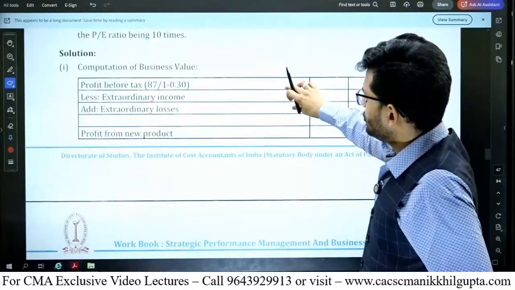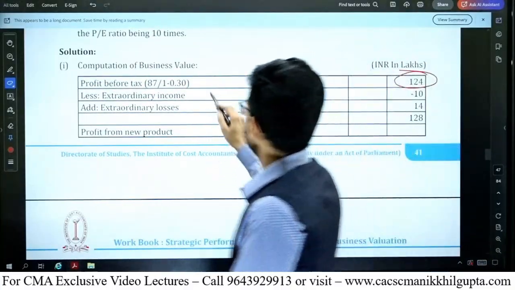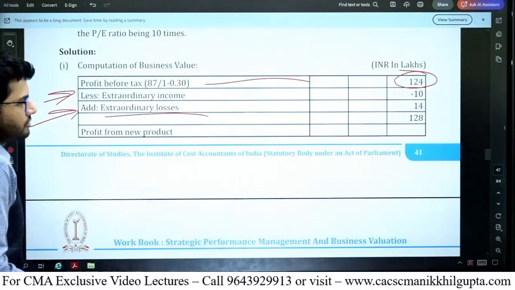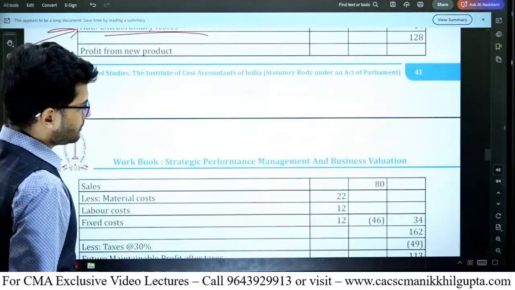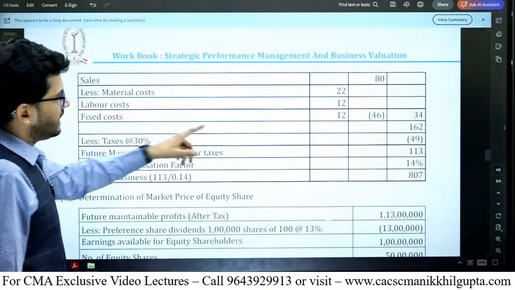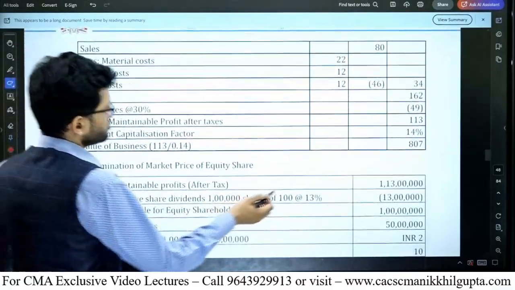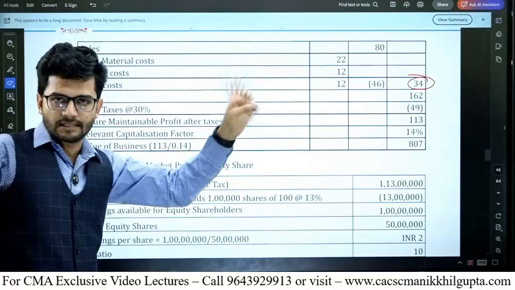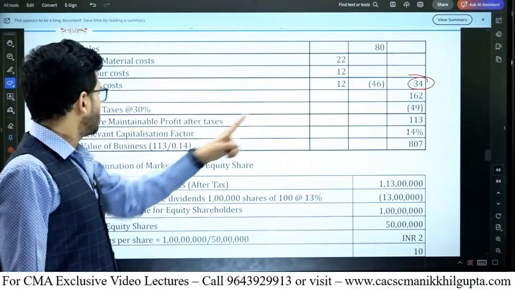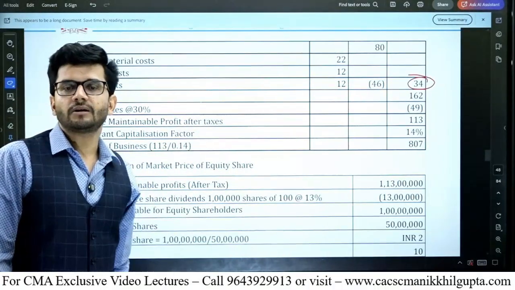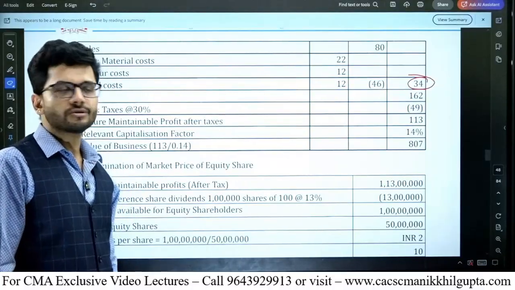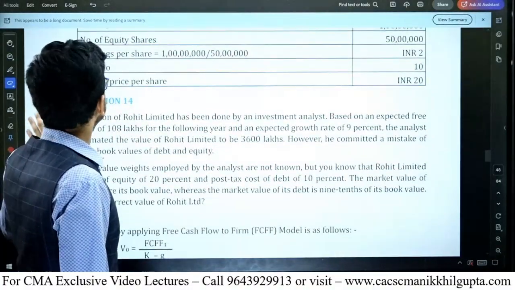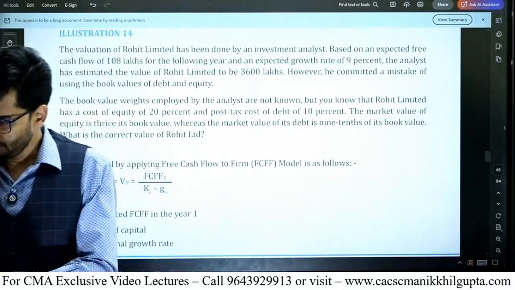business. So profit before tax we will compute: 87 divided by (1 minus 1/30). Less extraordinary income, add extraordinary losses. This is the future maintainable profit, which is 128. Then we'll have profit from our other business also, which has come to 34. So total is 162, the total profit from both the businesses. Then tax rate reduction, future maintainable profit, capitalization factor. Then we'll calculate the value of the firm using capitalization. Okay, simple method. Market price you'll be able to calculate yourself easily.